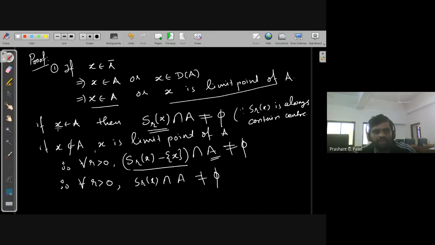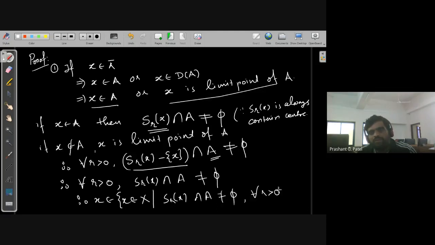So in either case, whether x is in A or x is not in A, this x satisfies this situation. So we can say that x belongs to the set of all x such that S_r of x intersection with A is non-empty for every r greater than 0. Why is the other side true? That means if the point is here, why can we say that it is in the closure?